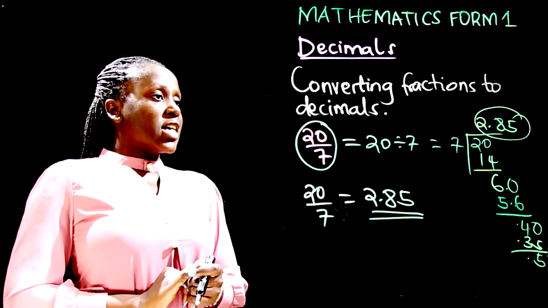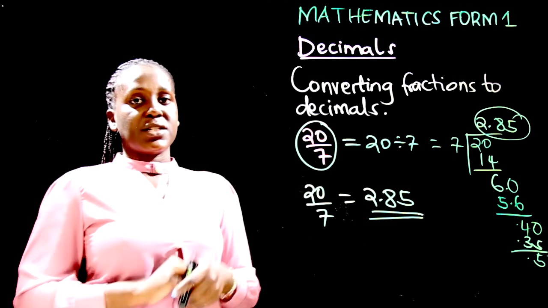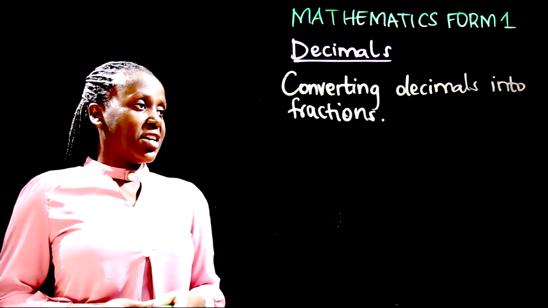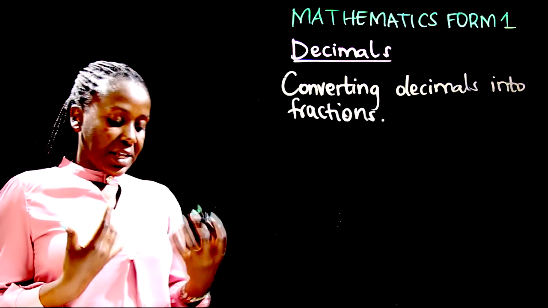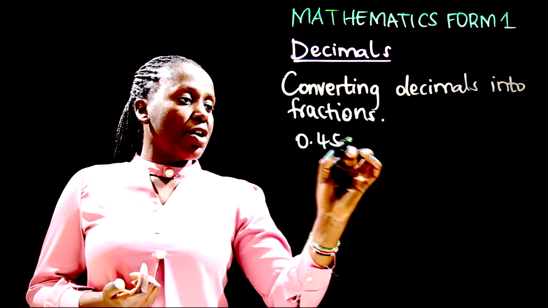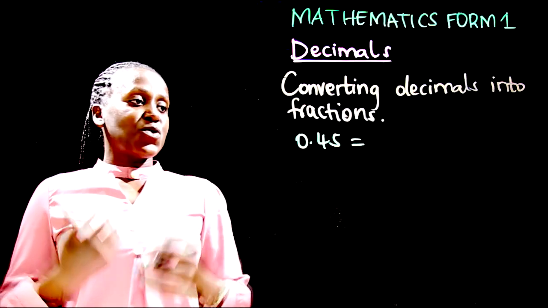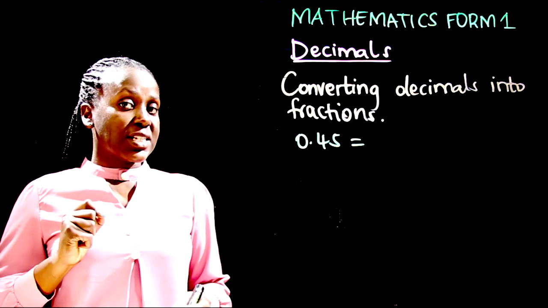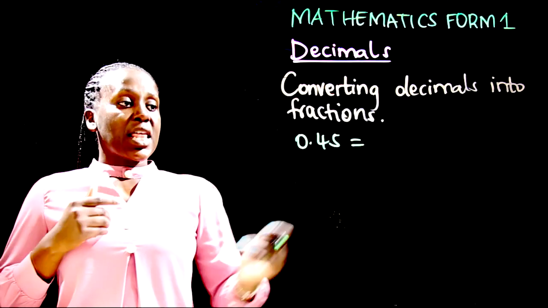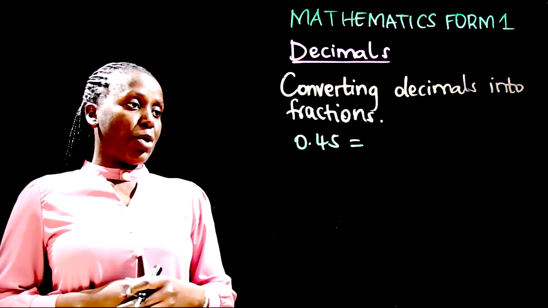Yes. So let us now look at how you convert decimals into fractions. Now, converting decimals into fractions is actually very easy. So we're going to do 2 examples and see how this happens. So if you have a decimal like 0.45, how do you express this as a fraction? So what you do is that you count the number of the decimal places. Do you remember what decimal places are? These are the numbers that come after the decimal point, that is to the right of the decimal point.